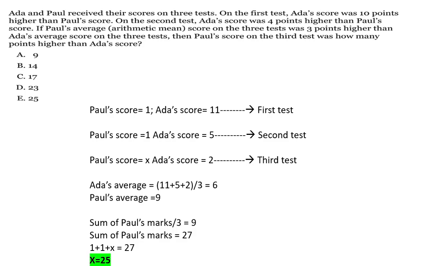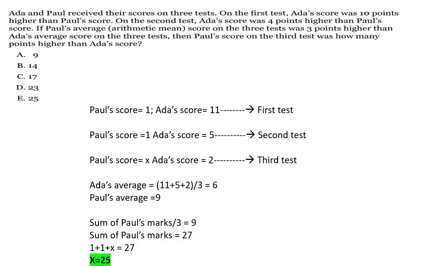So to answer this, definitely we can go ahead with the long route of using equations by presuming Paul's marks to be x and Ada's marks to be x plus 10, and then in the second test assuming Paul's marks to be y. So rather than complicating and bringing in a lot of algebraic expressions, one simpler way you can solve this is by plugging in values.